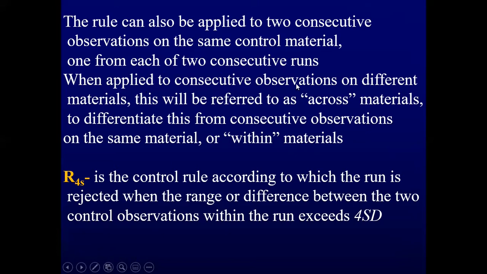When applied to consecutive observations on different material, this will be referred to as across material to differentiate this from consecutive observations on the same material or within material. Then we come to the R4S rule. It is the control rule according to which the run is rejected when the range or difference between two consecutive control observations within the run exceeds four standard deviations.